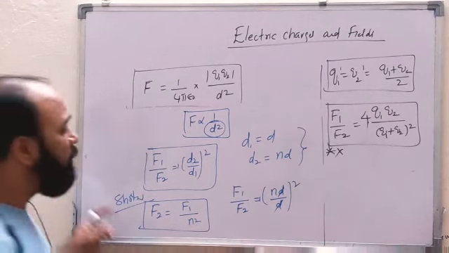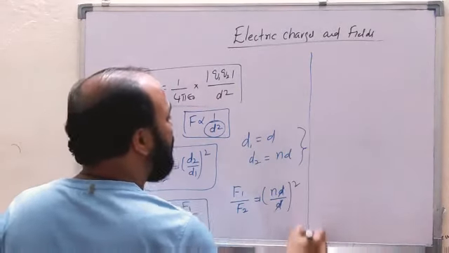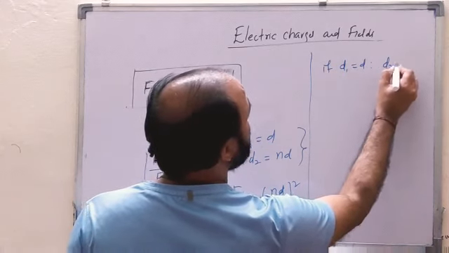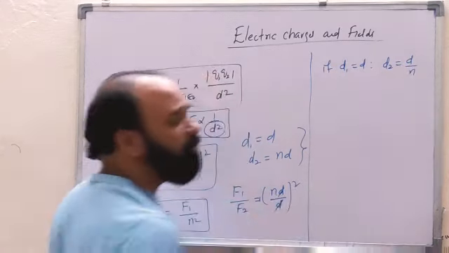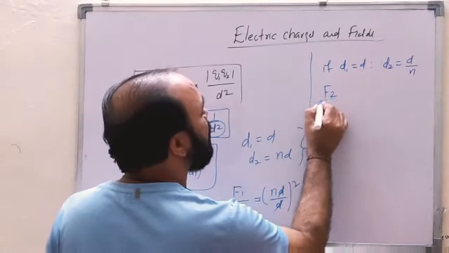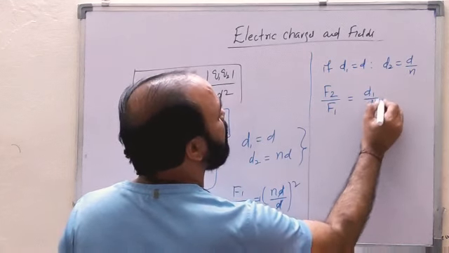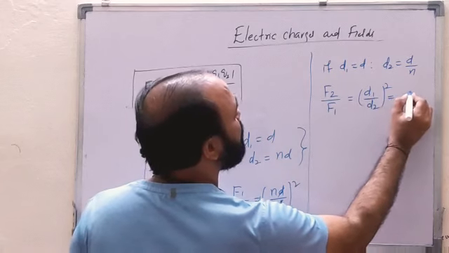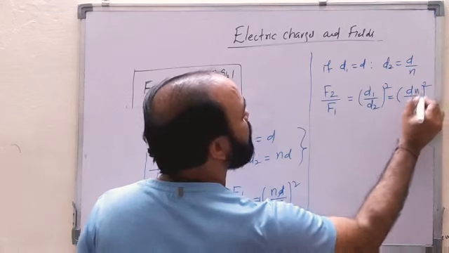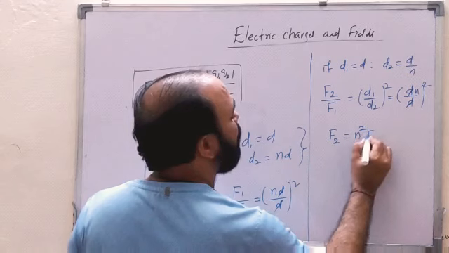The same problem, if they give it in another way, if they are decreasing the distance N times, means if D1 is equal to D, D2 is equal to D decreased by N times, then what is the new force? Again we use the same formula, F2 by F1 is equal to D1 by D2 whole square. So D1 is D, D2 is D by N, so N will go to the numerator, so this gets cancelled. So F2 equals N square times F1.